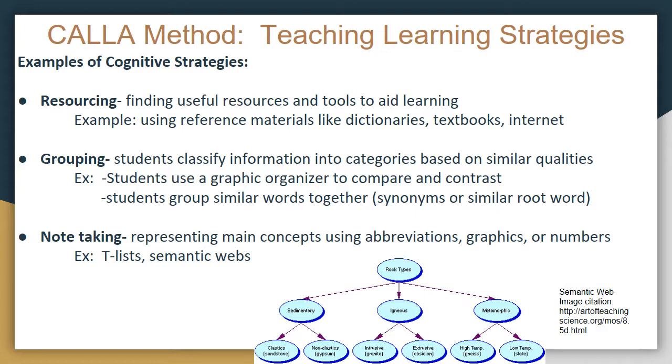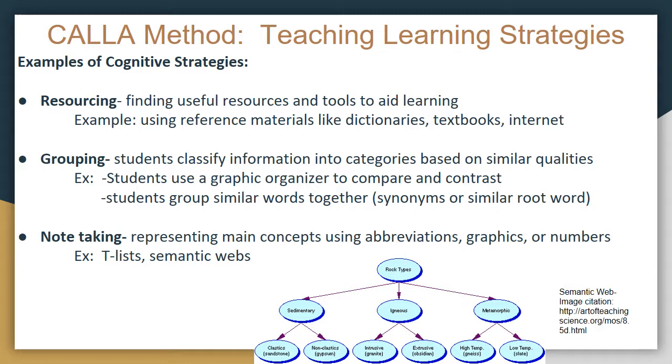Another cognitive strategy involves grouping. You would have students classify information into categories based on similar qualities. A lot of times you'll see this with a graphic organizer such as the Venn diagram for compare and contrast. Or you could also have students group similar words together, like words that are synonyms or words that have the same root word. This way students can connect them to each other through association, and they'll be more likely to store them in their long-term memory.